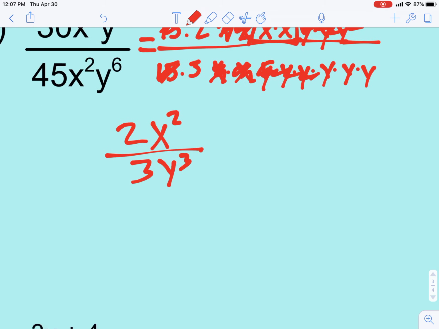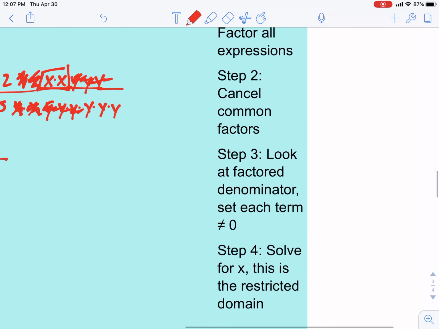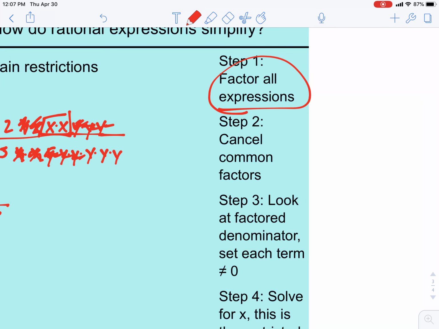Now we are going to combine that idea with this problem here. All right, so we're just going to go through, factor all expressions. Remember, look for GCF, quick factor.